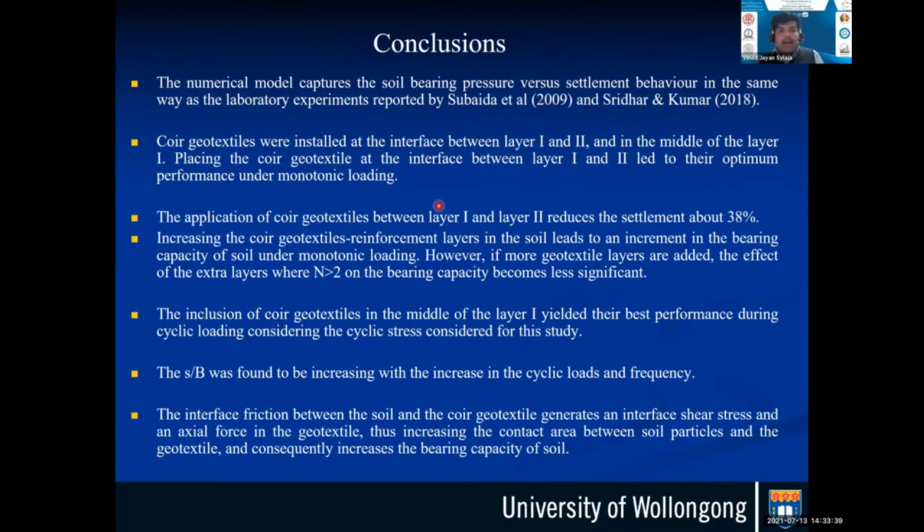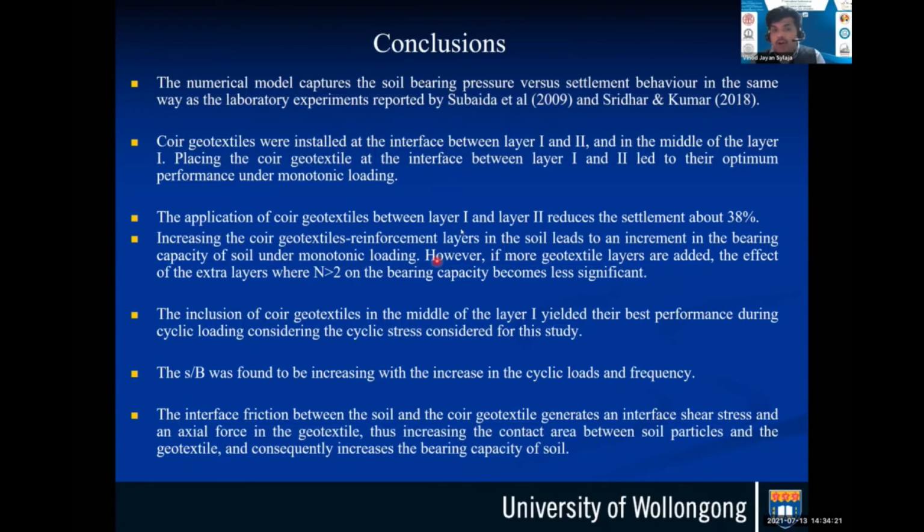So with that, let me quickly conclude that this preliminary numerical model captures the soil bearing pressure versus settlement behavior, very similar to the laboratory experiments reported by Subaida and Sridhar and Kumar, for both monotonic and cyclic loading. Coir Geotextiles were installed at the interface between layer 1 and 2 and in the middle of the layer, and placing the Coir Geotextiles at the interface has led to the optimum performance under monotonic loading. There is no surprise. A lot of work has been carried out, and this strengthens their findings on the application of the Coir Geotextiles.